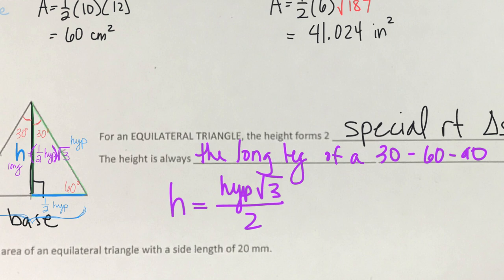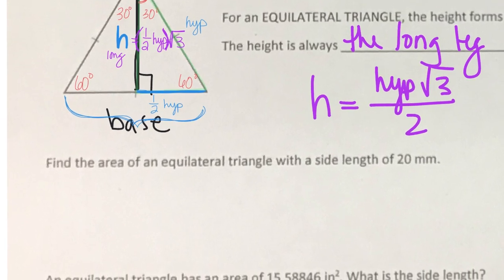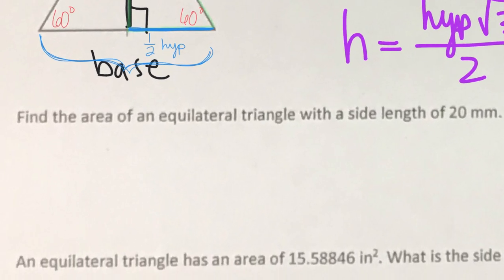The height only for a 30, 60, 90, right? This is not good for any other triangle, but for a 30, 60, 90, the height is the hypotenuse divided by 2 times the square root of 3. So let's see if we can apply that to our next one here. Find the area of an equilateral triangle with a side length of 20.